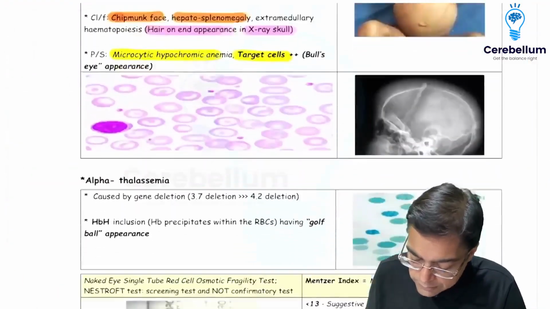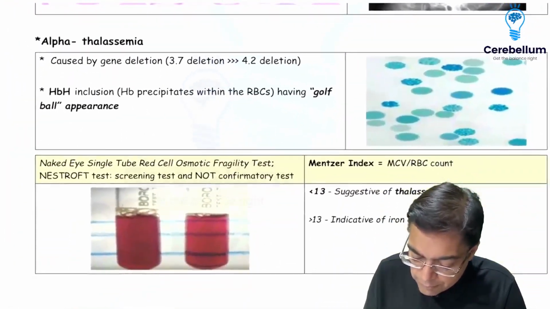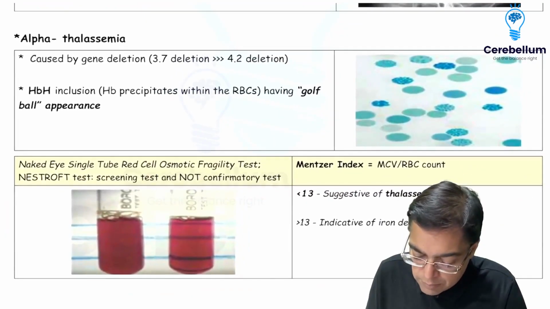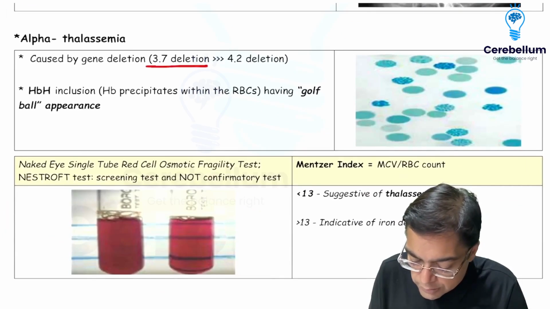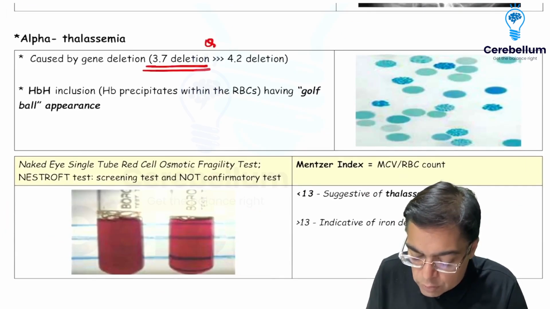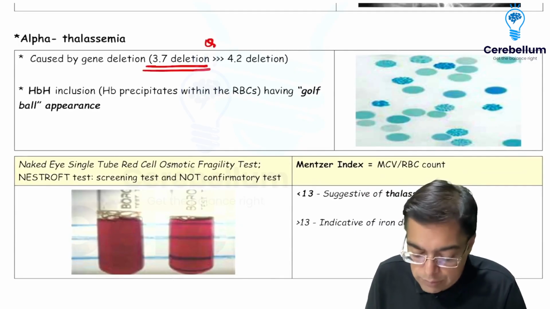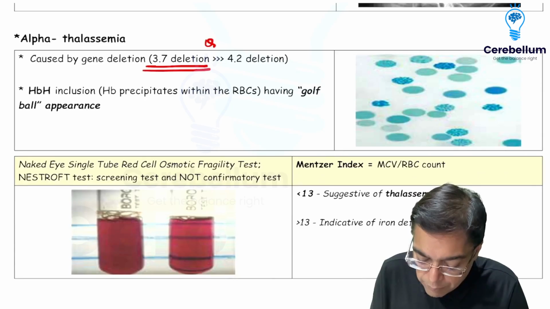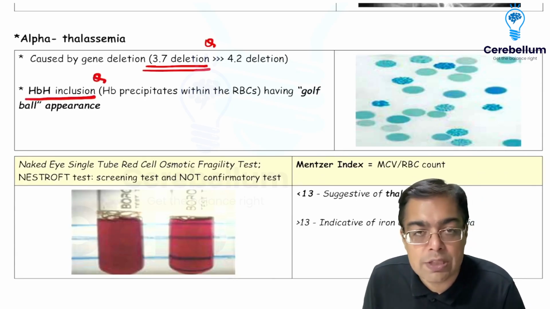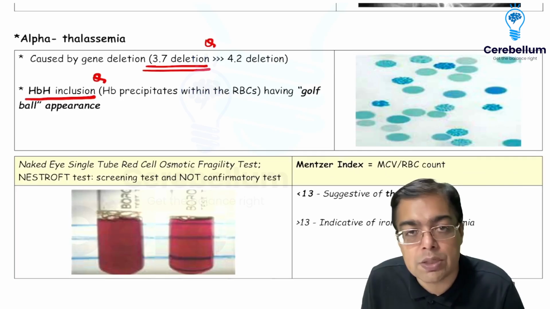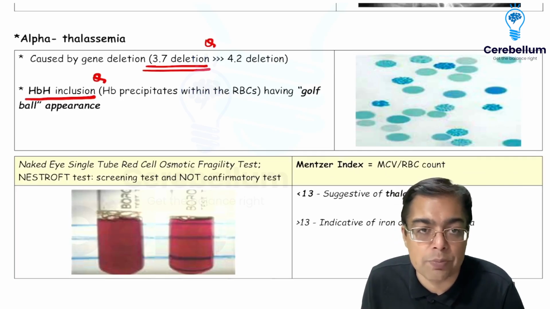Having said that, just look at the important perspective things with respect to alpha thalassemia. Alpha thalassemia, as per the data, is seen because of gene deletion, and the deletion is most commonly seen at the level of 3.7. When we are talking about alpha thalassemia, you could have the presence of HbH inclusions. As I made a mention, alpha chains are not available, so beta chains produce tetramers amongst themselves, which is responsible for a hemoglobin that is called HbH.